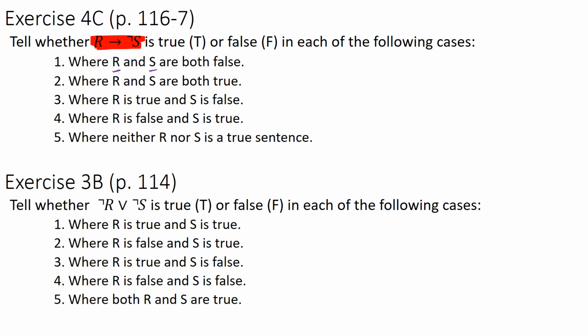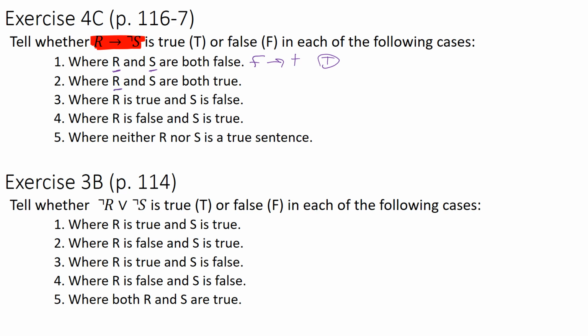We can think of it this way. We can say R is false implies a truth. Okay, so S is false, so not S is true. So if the consequent is true, then the overall conditional must be true. So number 1 is in fact true.